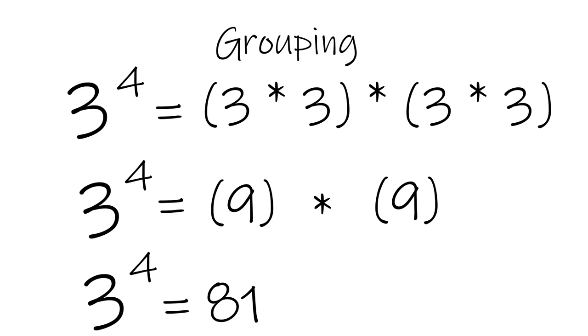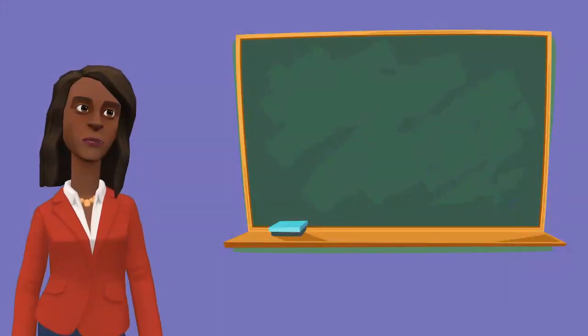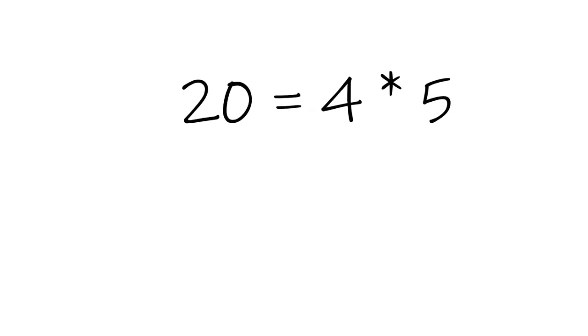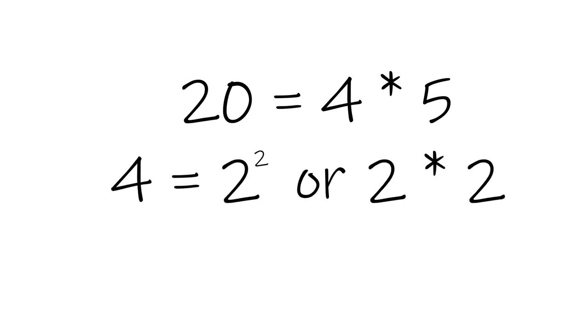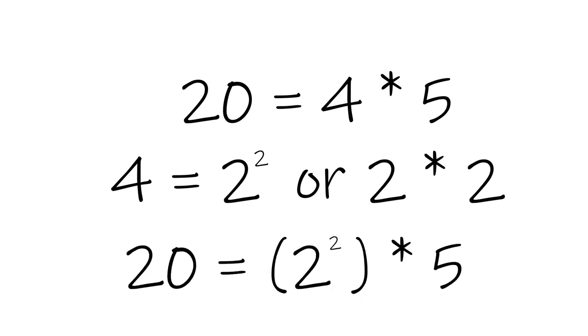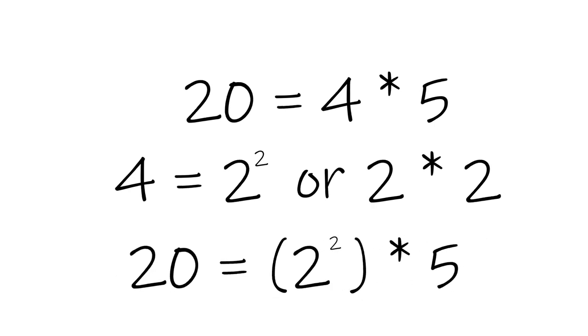You can express large numbers in index forms. Grouping is something that allows you to do that. Here is how. If you have the number 20, you think of 20 as 4 times 5, right? Great! So, instead of writing out 4, you can express 4 as 2 to the power of 2. Group the pair and then multiply by 5, like this.